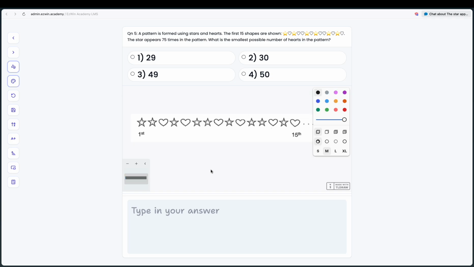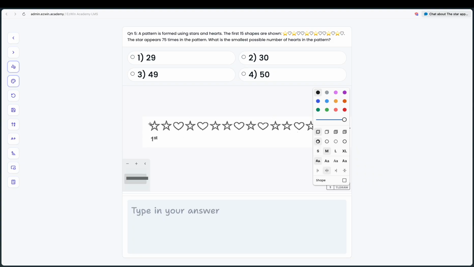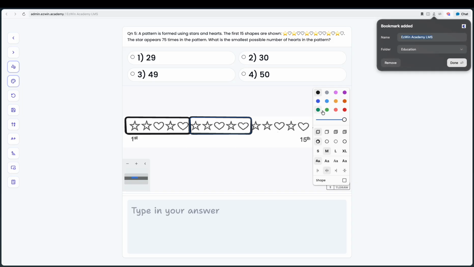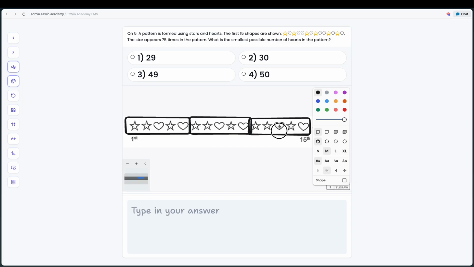Let's look at the pattern. You have star, star, heart, star, heart. Star, star, heart, star, heart. I think you can see the pattern. This is one pattern, and then this is two patterns like this. So it's star, star, heart, star, heart, star, star, heart, star, heart, star, star, heart, star, heart.